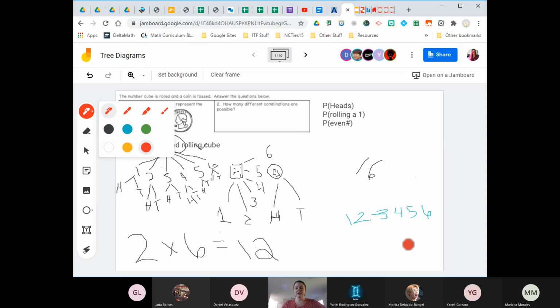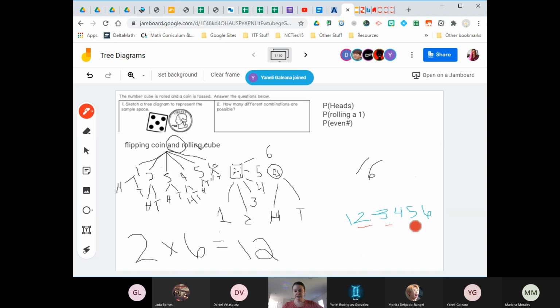Its only multiples are 1 and itself. So if we look at these 6 numbers, which ones are prime? Which ones only have a factor of 1 and itself? Two, 3, 5, and you're missing one of them.